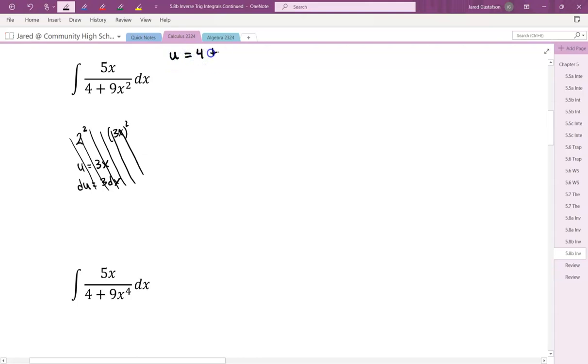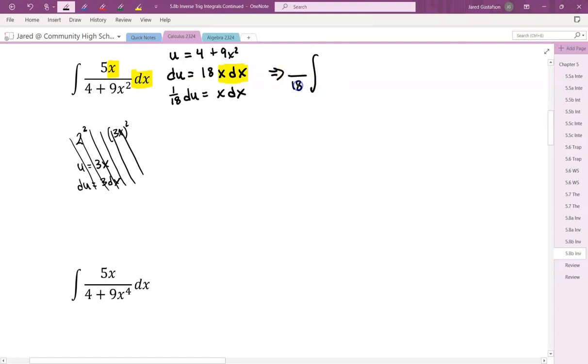What if u equals 4 plus 9x squared? Taking the derivative, du is going to equal 18x dx, and that x right there makes it look like, yeah, this might be the way to go, because I can replace that x dx with a du. I'm actually going to divide by 18, so I'm going to replace x dx with 1/18 du. So let's rewrite our integral.